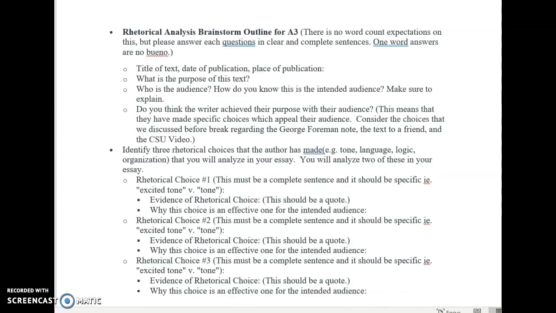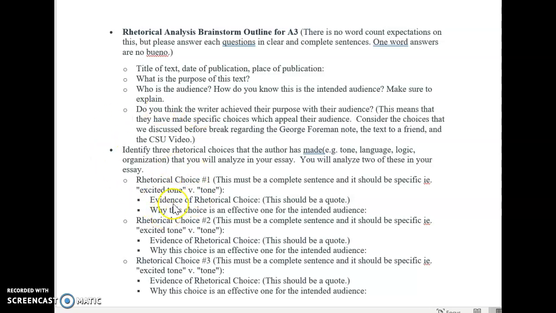The second part here, which is probably the most important as it connects most directly to the assignment, is the rhetorical analysis brainstorm, which functions in a lot of ways as an outline for your essay. So the information and the questions that are being asked of you here are pieces of information that you are going to include in your essay.